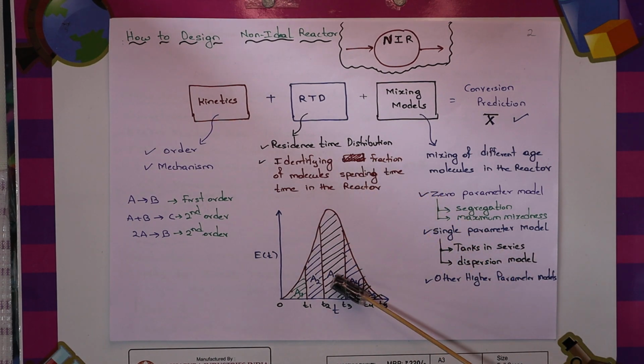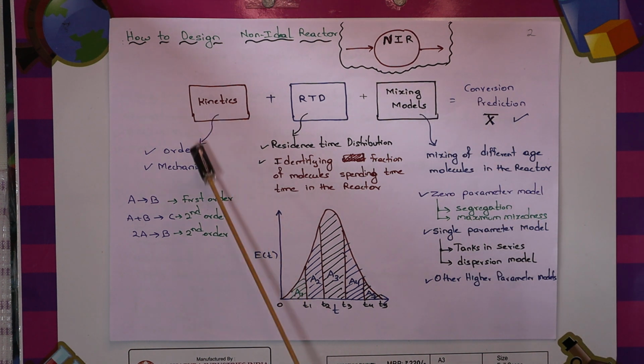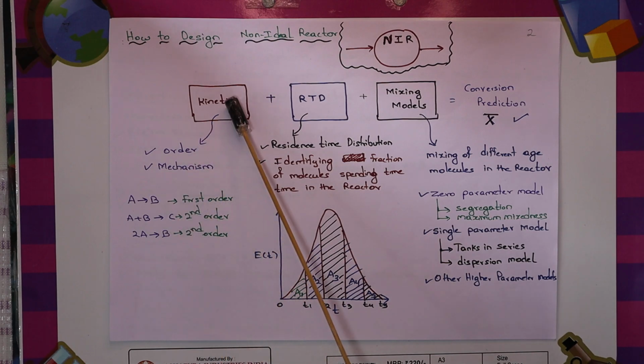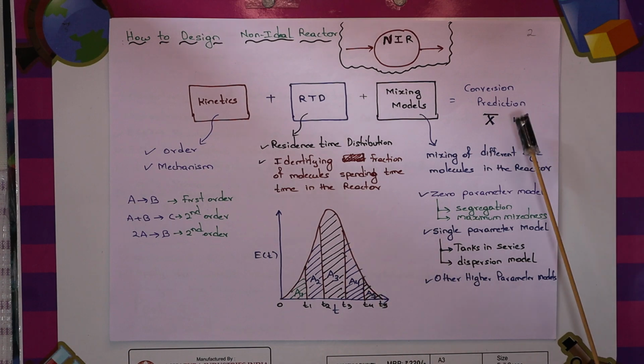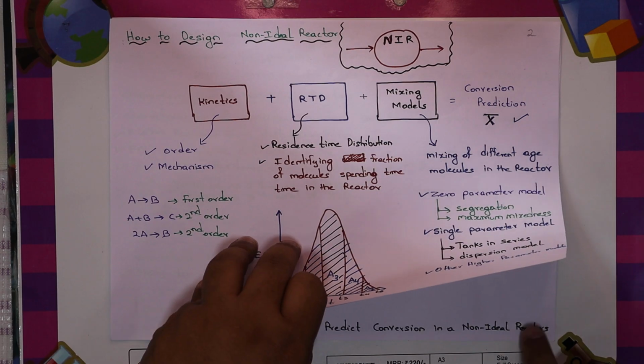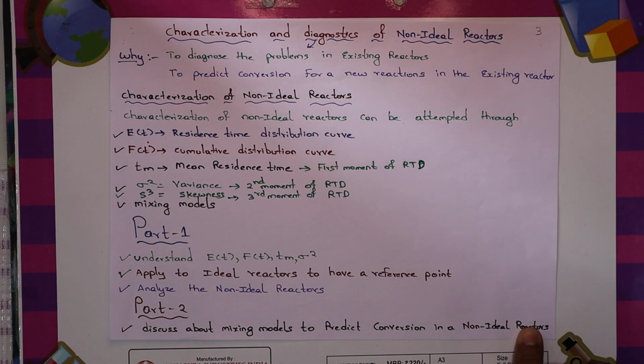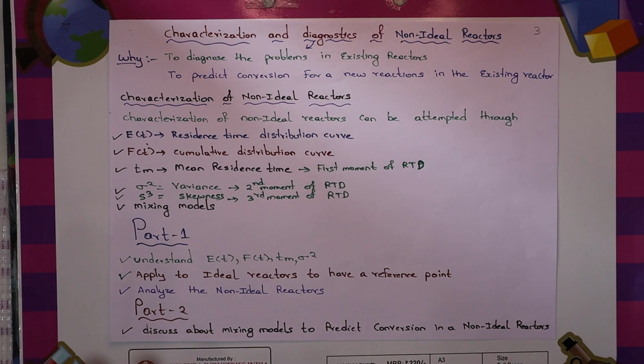This is RTD, the time information. The mixing models: I assume a certain sort of mixing in this particular reactor, and I should know what order and mechanism of reaction is happening. By using these three pieces of information, I can predict the conversion from this particular non-ideal reactor. This is how we are going to move ahead.